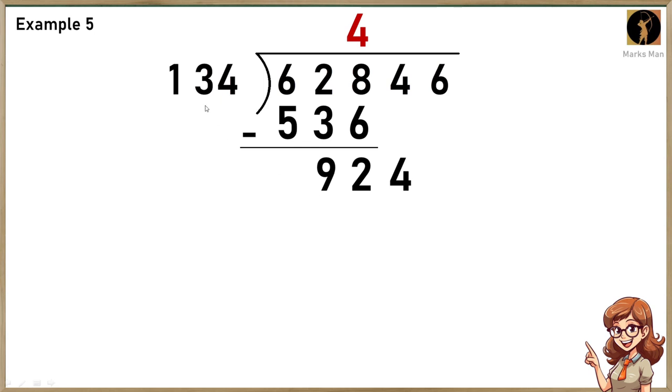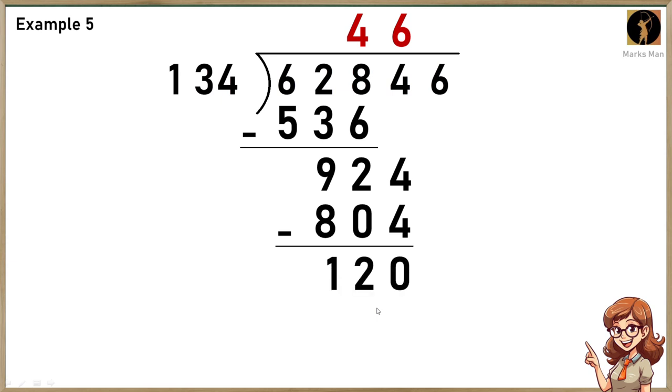So 924 divided by 134, that is equal to 6. Next, you need to multiply this number 6 to your divisor. So 6 times 134, that is equal to 804. Next, you need to subtract this 804. So 924 minus 804, that is equal to 120. Now 120 is smaller than 134. So you need to bring down another number from your dividend, which is this number 6.